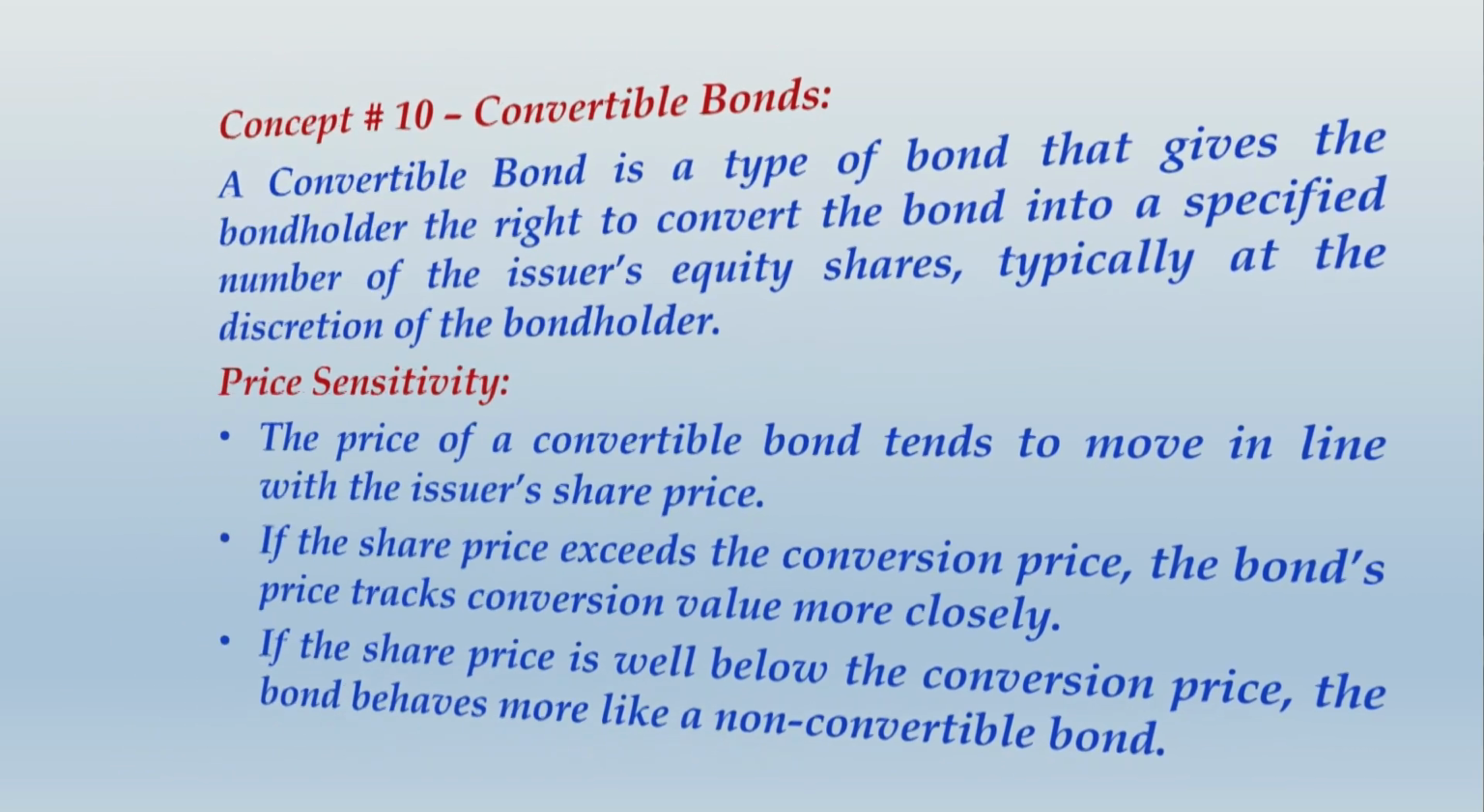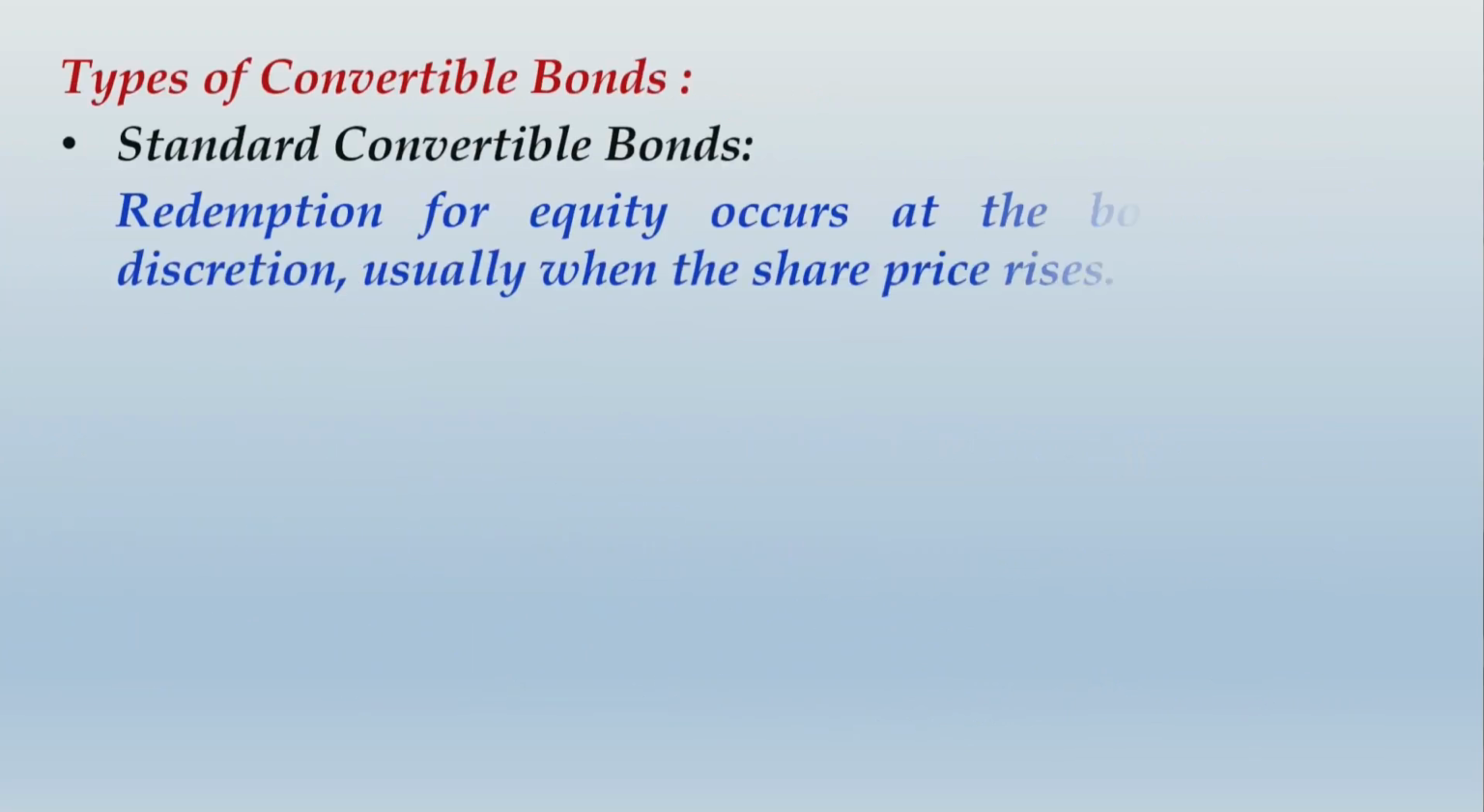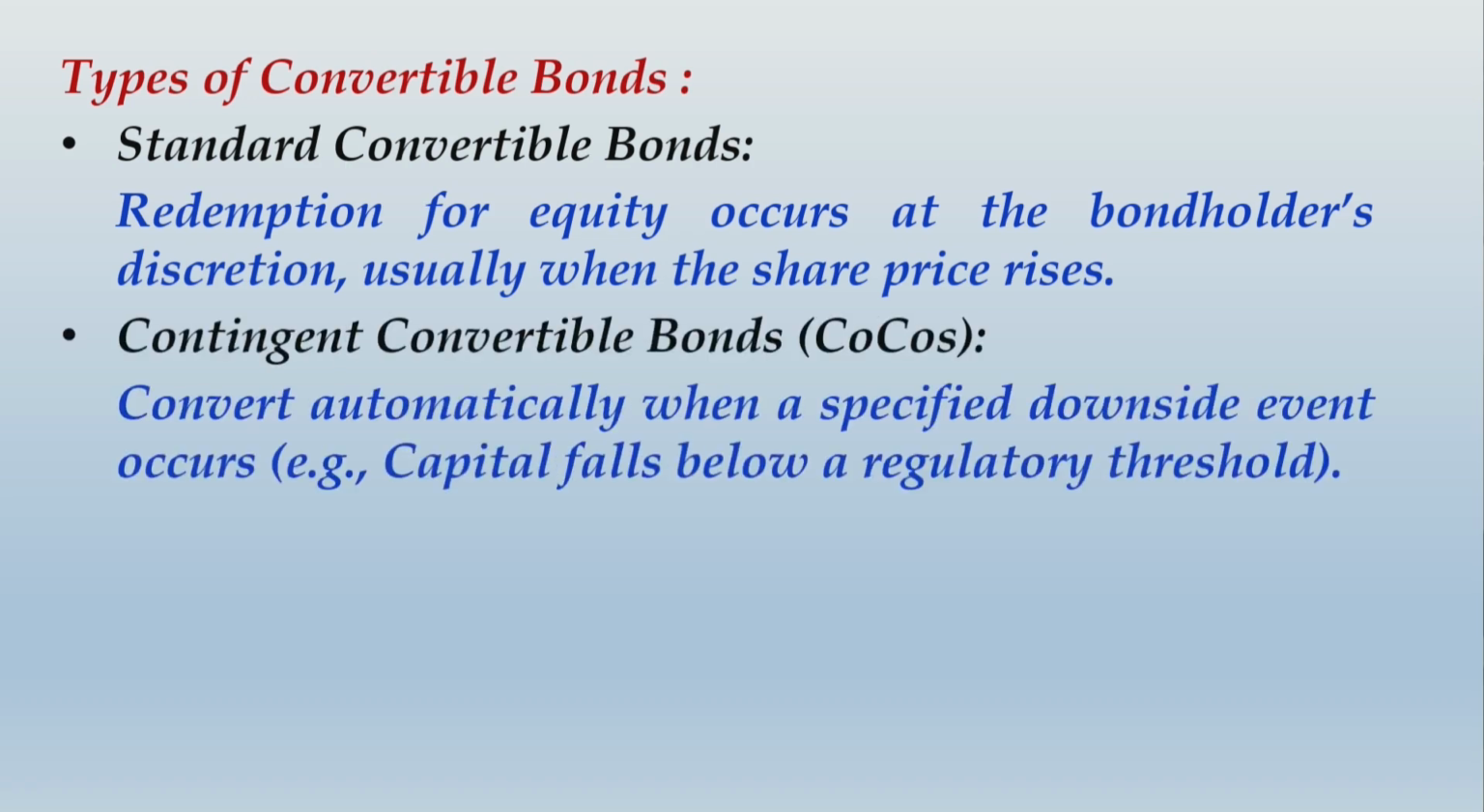Alright, then moving ahead, we would further write types of convertible bonds. One could be the standard convertible bonds, that is, redemption for equity occurs at the bondholder's discretion, usually when the share price rises. Another could be contingent convertible bonds or CoCos, convertible automatically when a specified downside event occurs, for example, capital falls below a regulatory threshold.